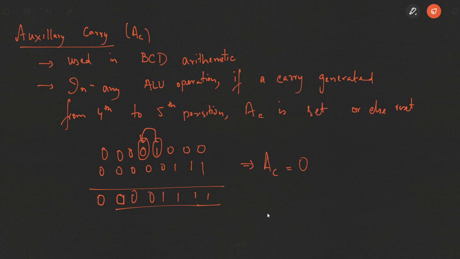Whenever any ALU operation takes place and a carry is generated from 4th to 5th position, auxiliary carry will be set or else it will be reset. So this will be used when we are actually carrying out summation of BCD numbers.